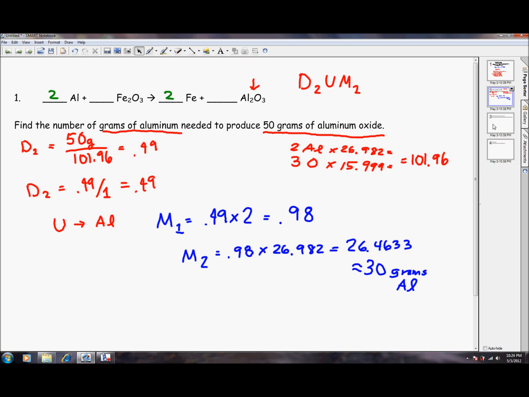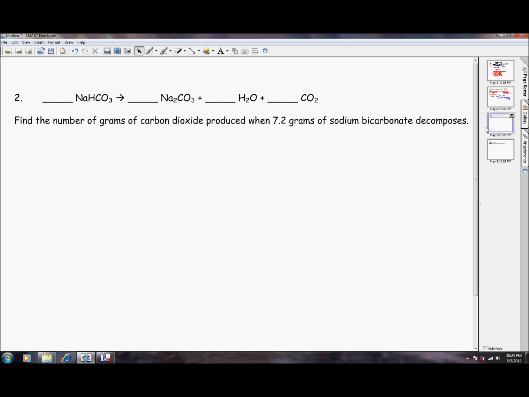Okay, let's try another problem with that. Okay, here we have another equation. This says find the number of grams of carbon dioxide produced when 7.2 grams of sodium bicarbonate decomposes. Alright, so here's the starting information, 7.2 grams of sodium bicarbonate. Look at the equation and say, where's the bicarbonate? Right here. This is the sodium bicarbonate.